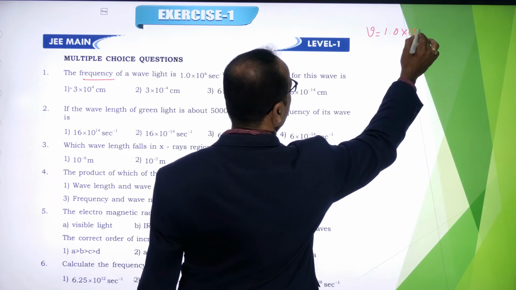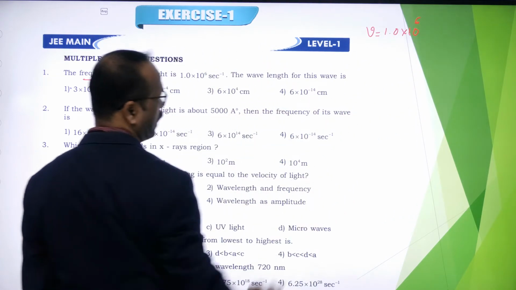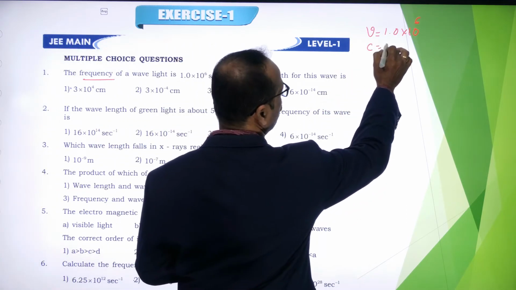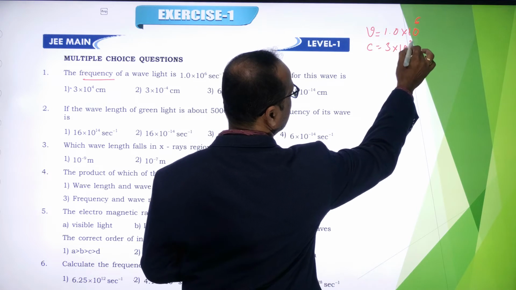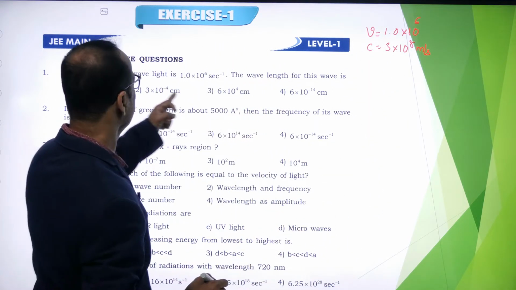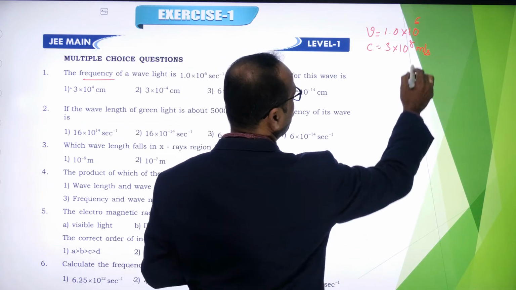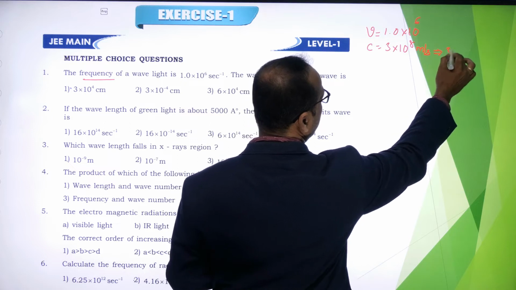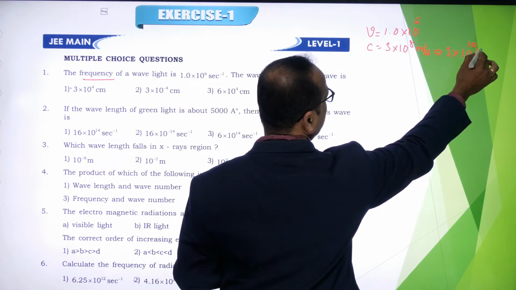So see here, nu is equal to 1.0 into 10 to the power of 6 per second. Now they are asking to find the wavelength, but we know that c is equal to 3 into 10 to the power of 8 meters per second. Yes or no? We know this one, right? And here it is given in terms of centimeters. So what you do? 3 into 10 to the power of 10 centimeters per second we can also write.